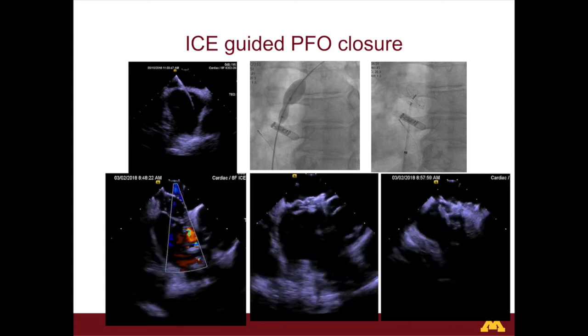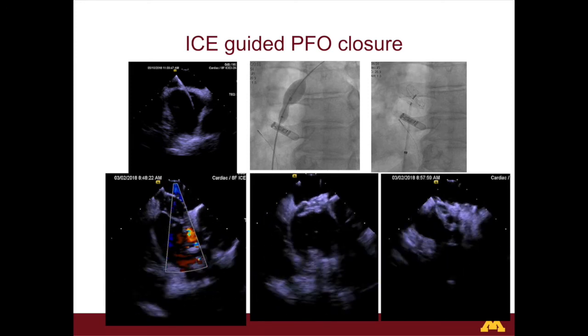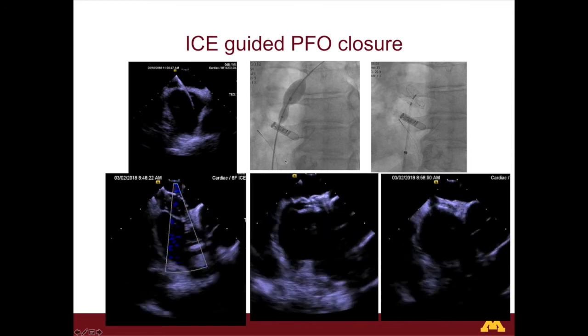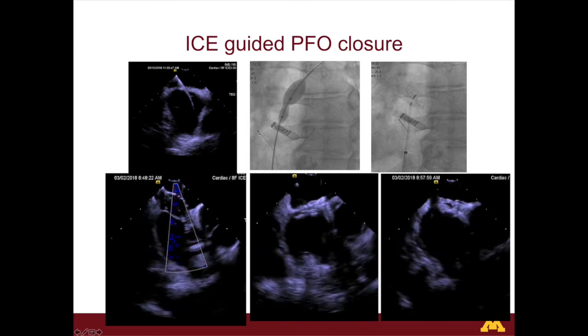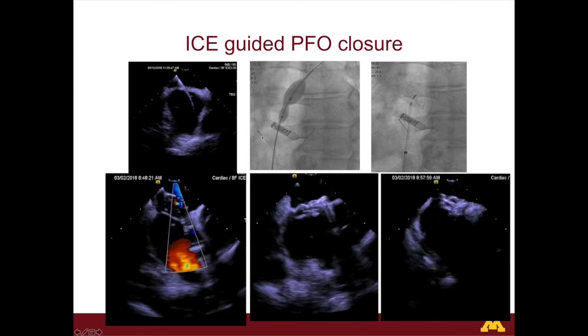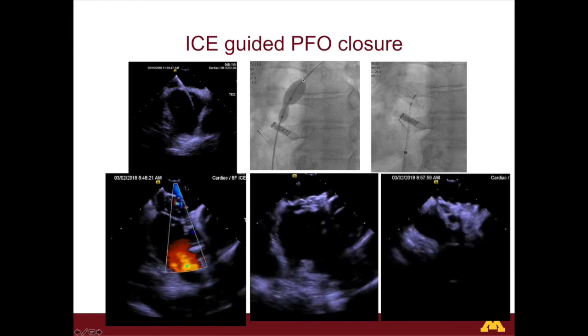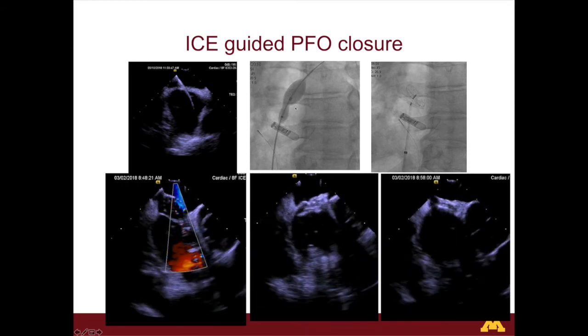I generally use balloon sizing for my PFO closures, and this is just an example of an index patient that we closed the PFO using ICE guidance. You can see the ICE here on fluoroscopy with a nice posterior tilt, looking at the balloon across the interatrial septum with a nice waist.